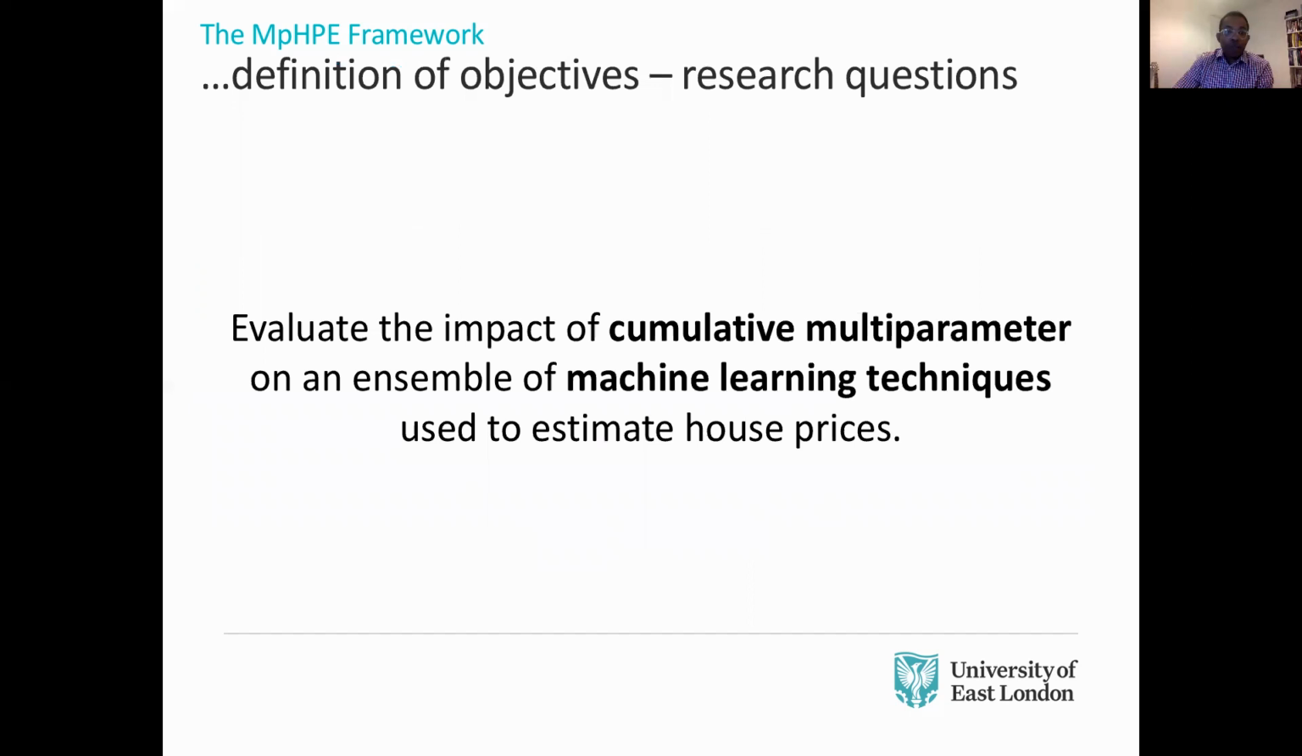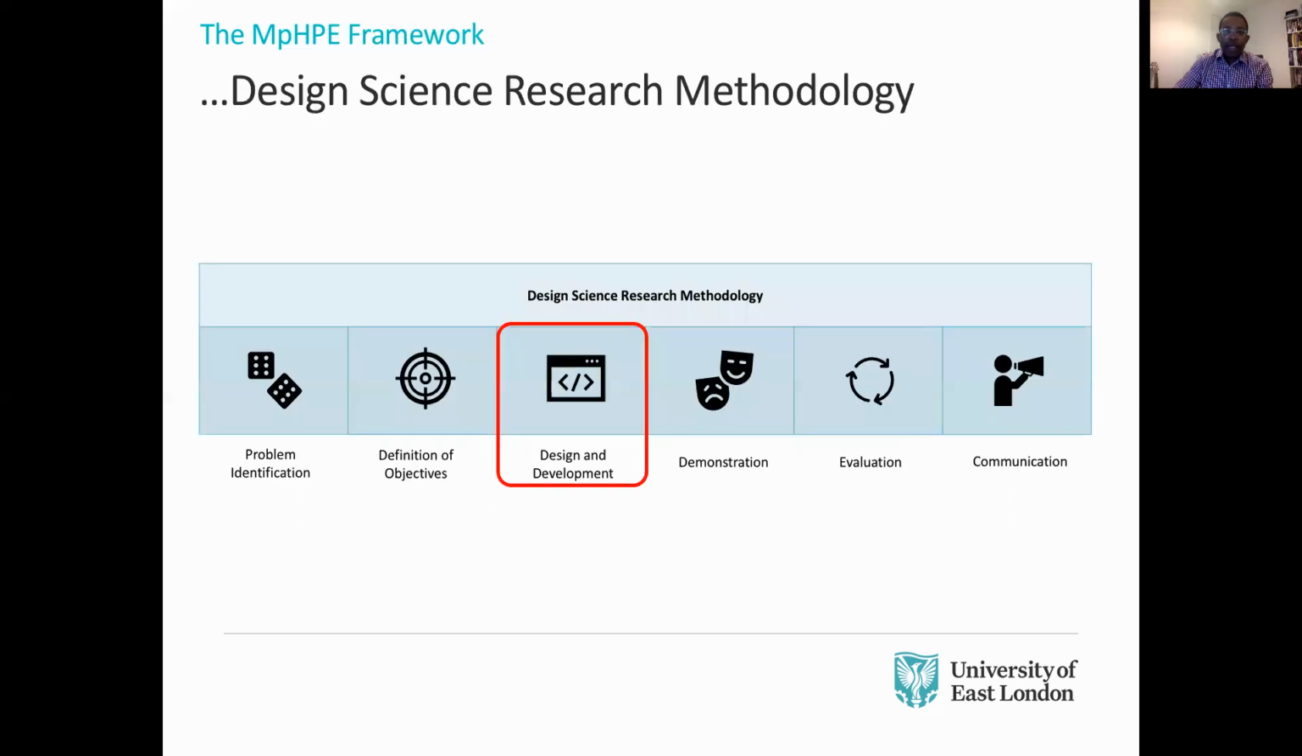Definition of objectives. And the objective for this paper is to evaluate the impact of cumulative multi-parameter on an ensemble of machine learning techniques used to estimate house prices. And in the third stage of the methodology, design and development, I'll be going into the details of the modeling, optimization, and evaluation.